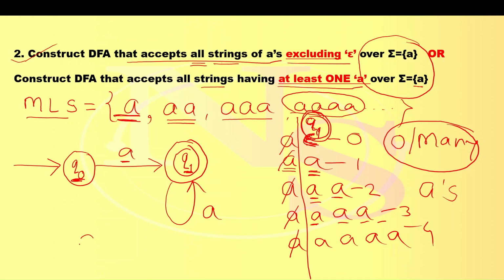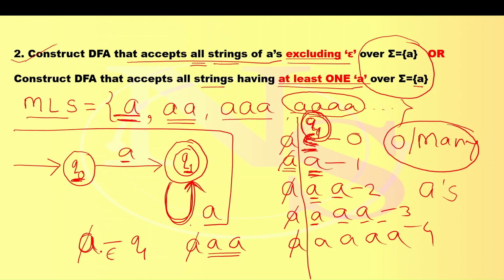Conceptually, suppose there is a single A: Q0 reads the single A, reaching Q1. After this A, there is nothing, meaning the empty string epsilon, so Q1 is not reading anything. If I take triple A, Q0 reads the first A, and the second A will be read by Q1 using this self loop. So after the first A, if A's are coming, that is also fine. If A's are not coming, that is also fine. Hence, we need to give a self loop to Q1. And this is our final answer to this question.